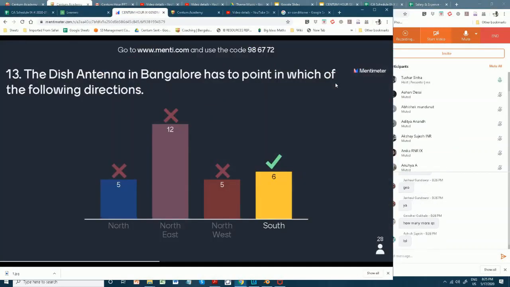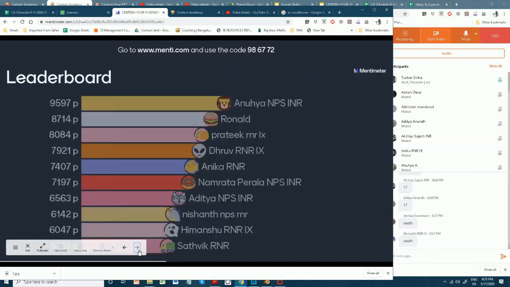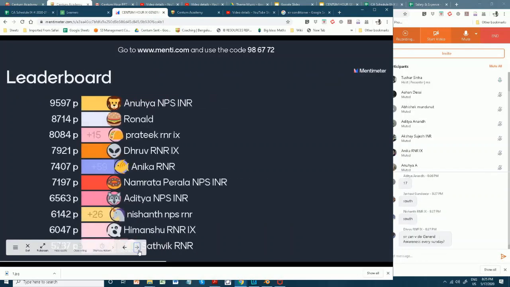satellites are satellites which are always at the same position in the sky. Otherwise you would have to keep rotating the dish antenna. And geostationary satellites mostly revolve above the equator. And the equator is in which direction of Bangalore? So hence that's the reason. You should observe and ask this question.